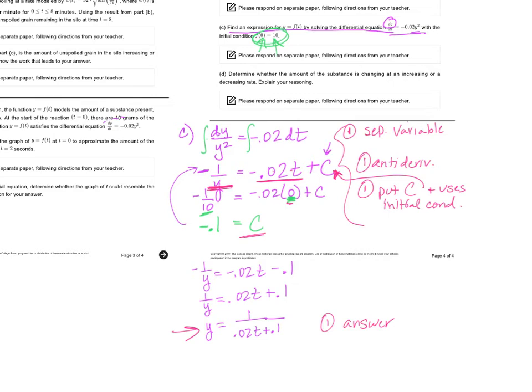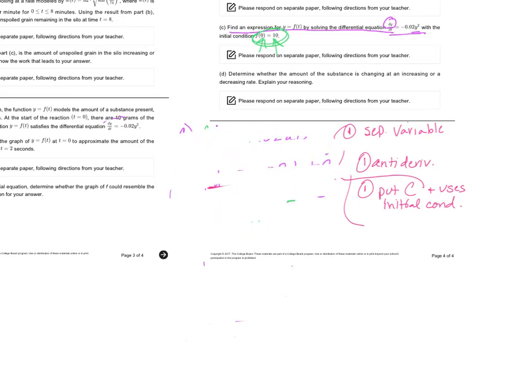And then let's do point D. All right, so the last guy, let's see what letter D says. Letter D, that is really, really tough. Letter D says determine whether the amount of substance is changing at an increasing or decreasing rate. So what does that really mean? Because again, figuring out what they're asking you is the hardest part. Once you know that, you can do it. So what is that asking you?